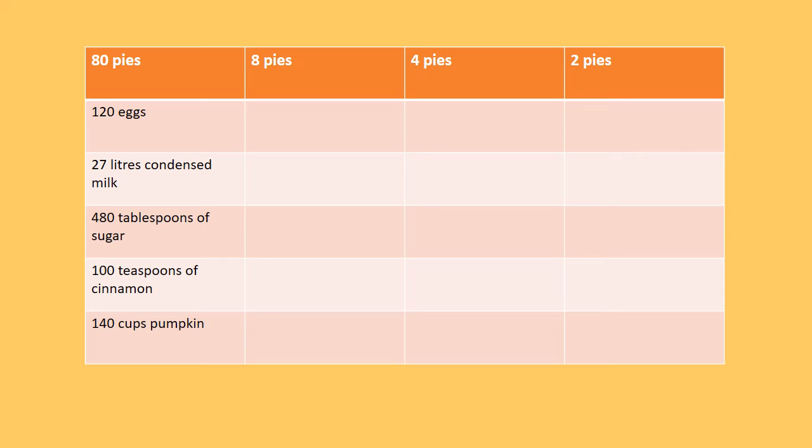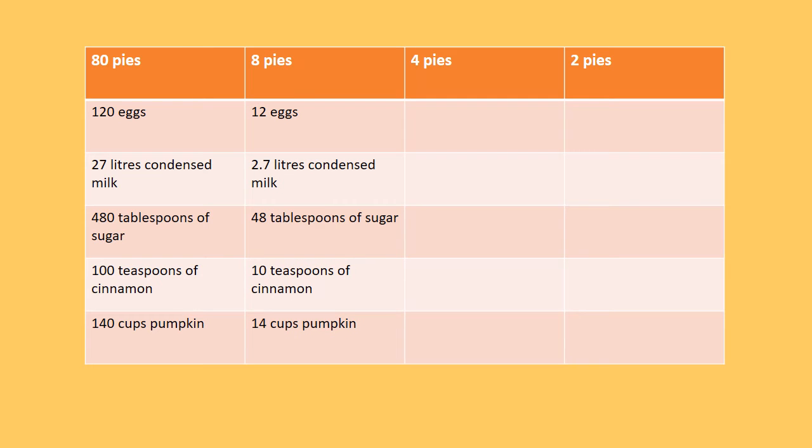Once you've got to 8 pies, it's then quite easy to get to 4 pies. You just need to halve all of the ingredients. And then once you've got 4 pies, you can halve the ingredients again to get your final recipe for 2 pies. So first off, pause the video and have a try at scaling the recipe down by 10 so that you have a recipe for 8 pies. So you're going to look at all those ingredients, divide the amounts by 10 so that you've got your recipe for 8 pies.